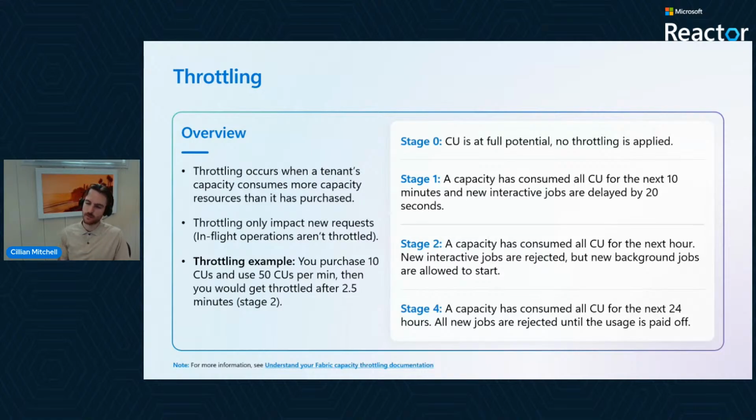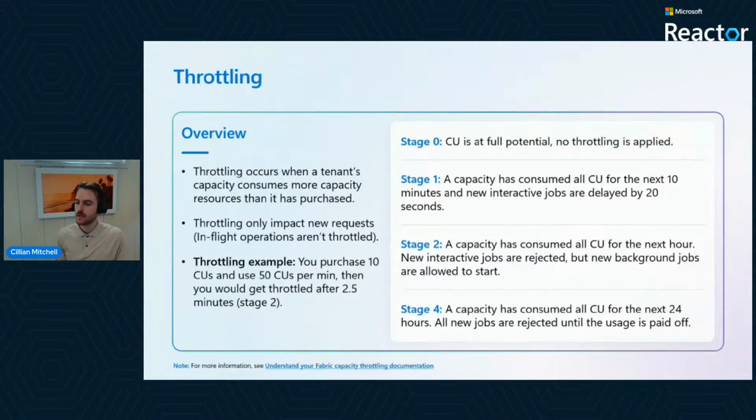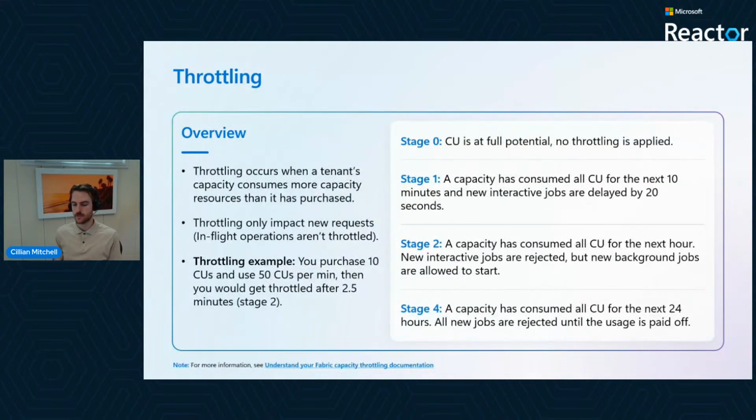There are really 4 stages to think about when it comes to throttling. The first is stage 0, where no throttling is being applied, and that's hopefully where you're at 99% of the time. Then we get to stage 1, and if you've used all of your CUs for the next 10 minutes, then those interactive jobs are delayed by about 20 seconds. So it's not hugely punitive, but it's telling you, hey, you've used most of your capacity already.